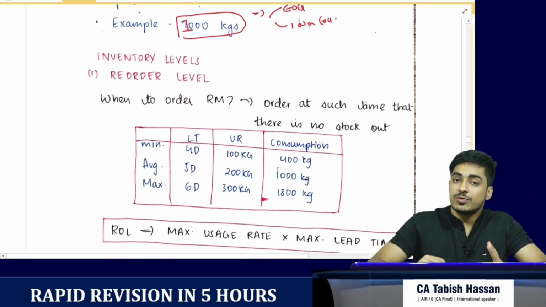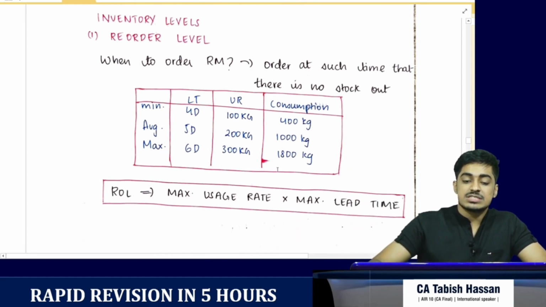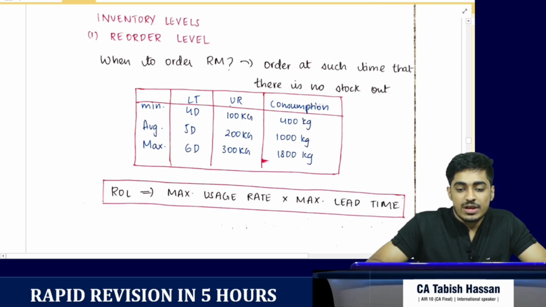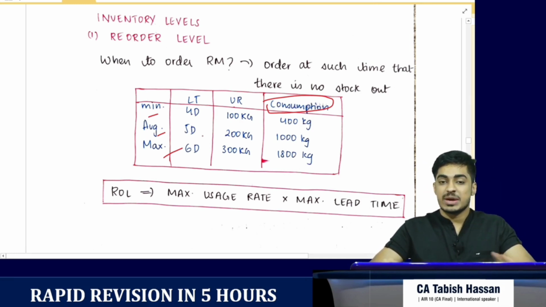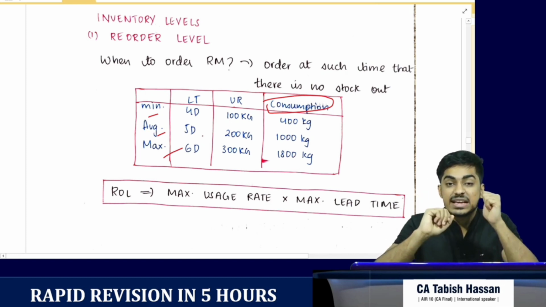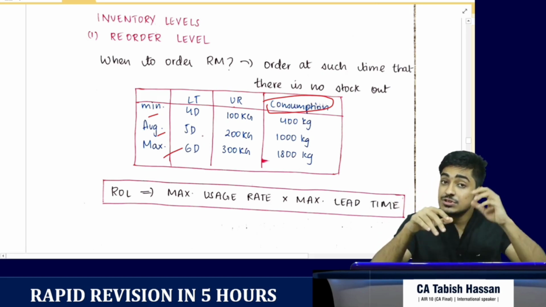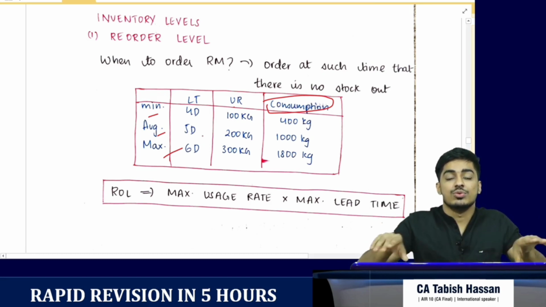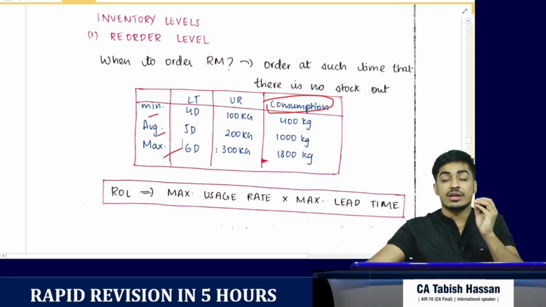Okay, so what are the two factors? First is lead time, how much time the supplier takes, and what is our consumption speed. Say for example, we have lead time and we have the usage rate. On that basis, we have consumption. We have minimum, average, and maximum. Which one should we take? Should we take minimum? Should we take average? Should we take maximum? We should take the maximum. That is, reorder level is equal to maximum usage rate into maximum lead time. What is our objective? Even if we use the maximum, there should be no stock out. So for that, maximum usage rate into maximum lead time is the reorder level.